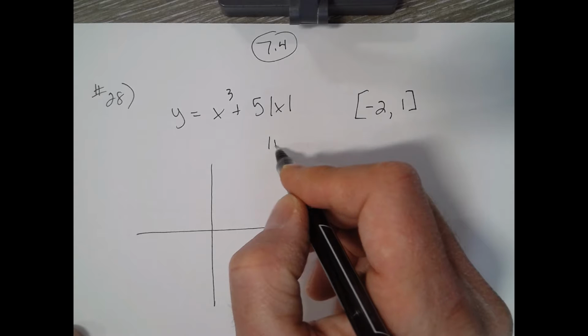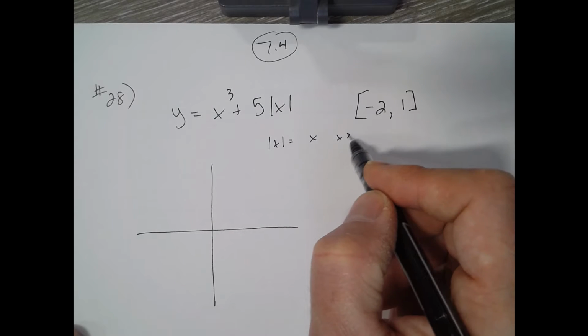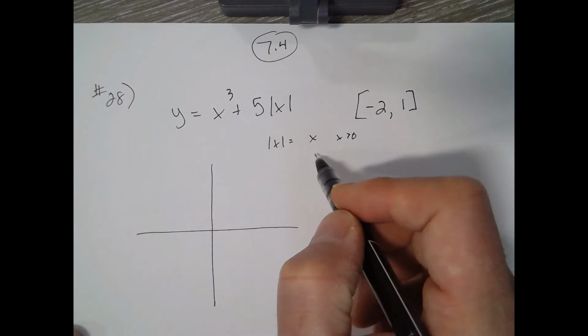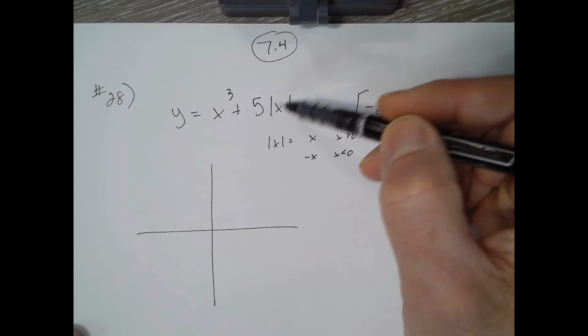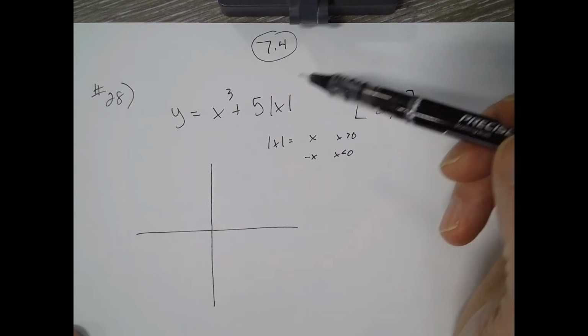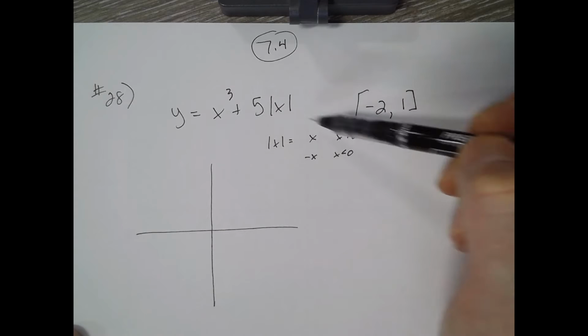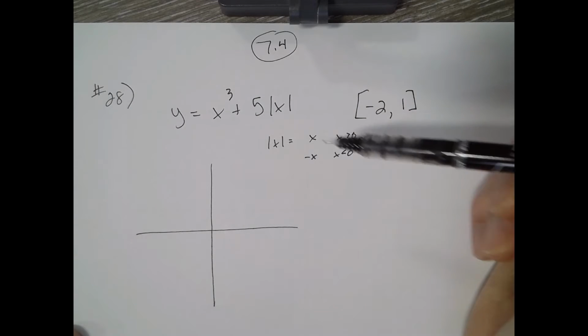Absolute value of x means that it could be x for x greater than 0, but absolute value is negative x for x less than 0. So whatever makes this 0 is kind of the point where it bounces off the x-axis. So that's at 0. So if it's greater than 0, it's just x. If it's less than 0, that would be negative x.